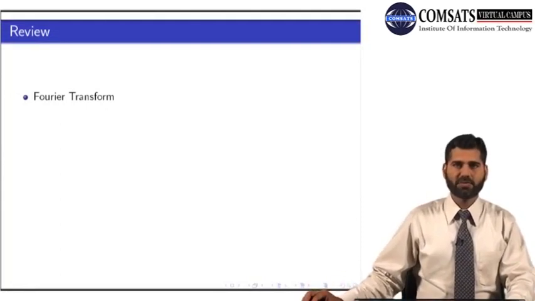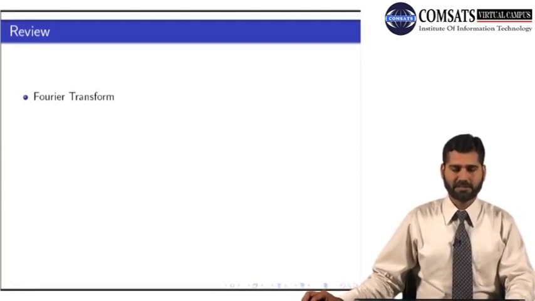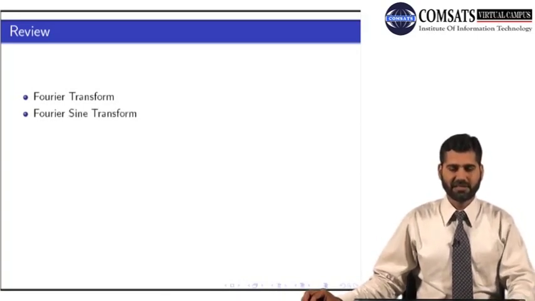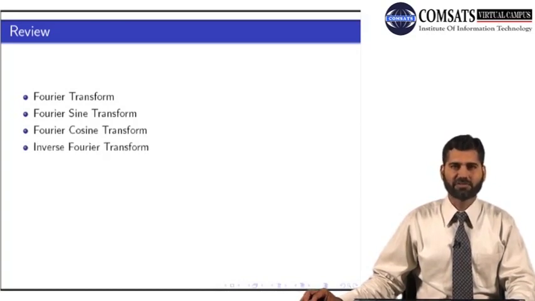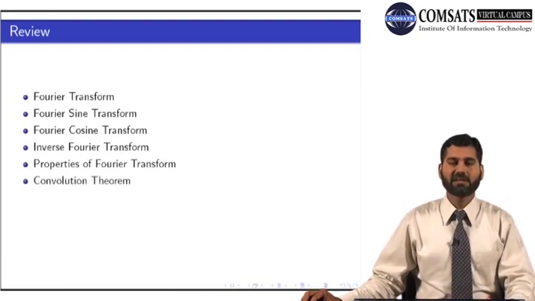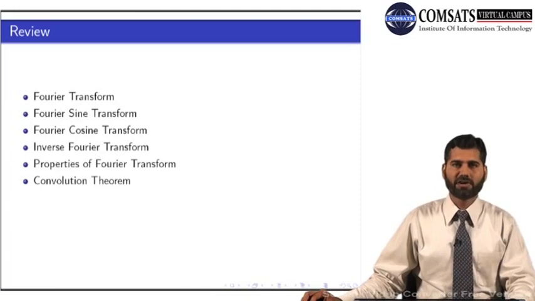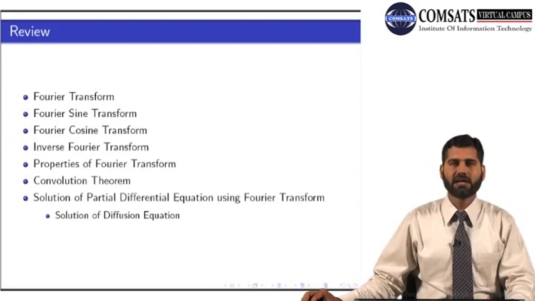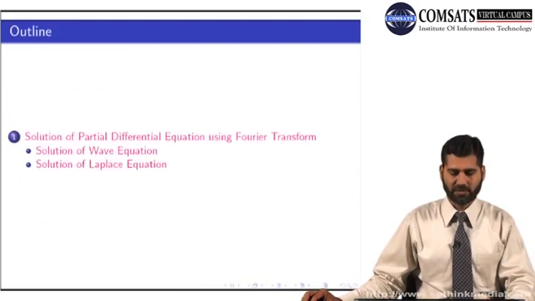We continued with the Fourier transform. This is what we studied in the lecture before the last lecture: Fourier sine, cosine and inverse Fourier transform. In the last lecture we studied properties of Fourier transform, and I proved 2-3 properties and left a couple of properties for you guys. Then we studied convolution theorem for inverse of the product, and then we used Fourier transform method to solve partial differential equation, especially the diffusion equation, and we saw a couple of examples of diffusion equation.